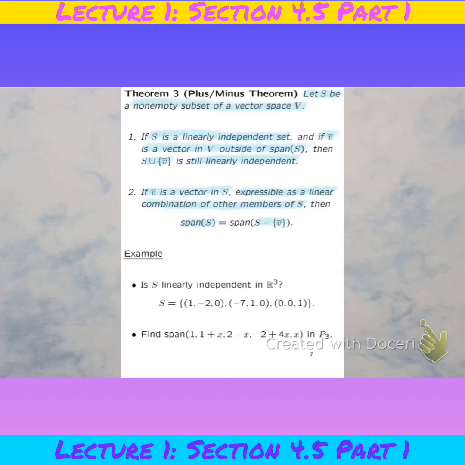Okay, let's look at the second part. V is a vector in S, and V is expressible. Again, S is the set of vectors V1 up until Vn. Let's say V is a vector in S, and V is expressible as a linear combination of the other vectors in S. Then we claim that the span of S is the same as the span of the vector set that I take, which is S, and I remove the vector V from it.